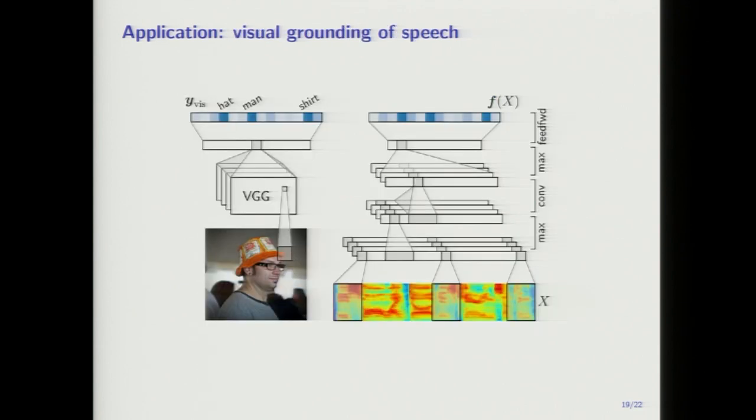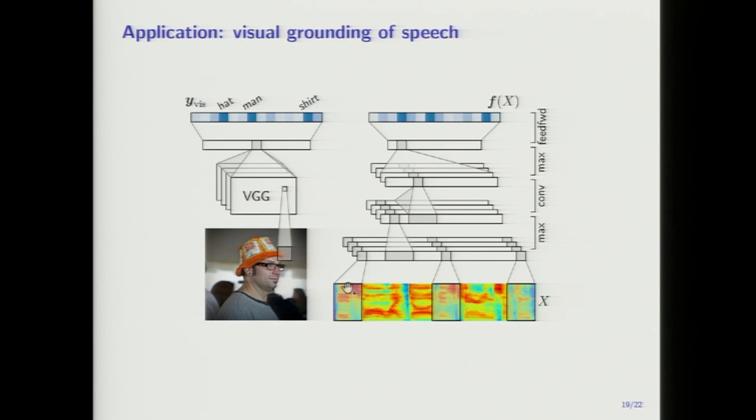And then the last application I want to show you is from a colleague of mine, Herman Kamper, also at Stellenbosch. He's using not images and text, but images and speech data and mapping that to a common space. What happens here is that there's an image that goes through, and we can think of this as an attribute detector. It says that this image has a hat and a man and a shirt. And in this particular data set, there is also a spoken description of this image. So it's an image and speech pair.